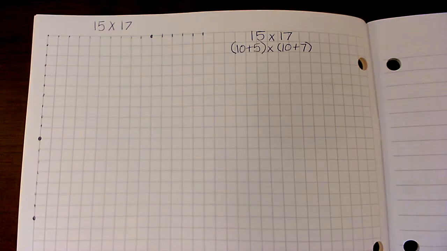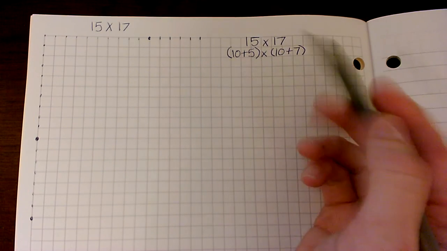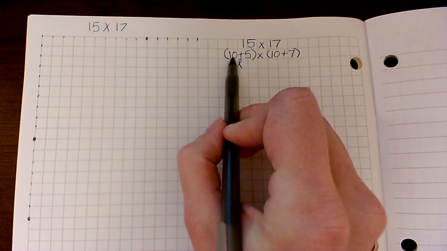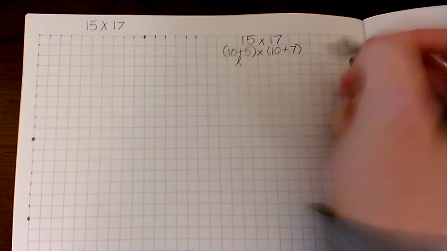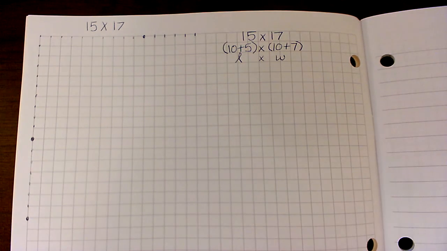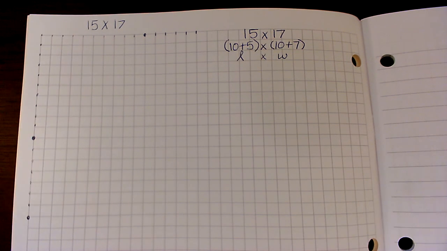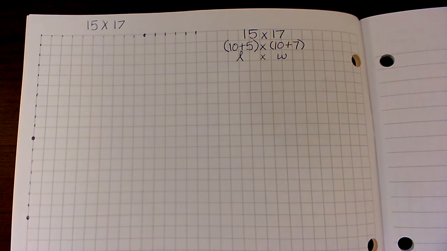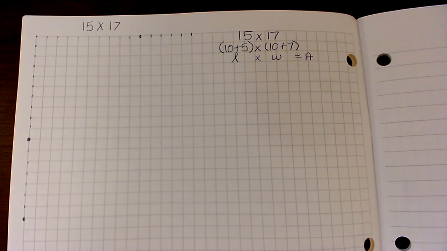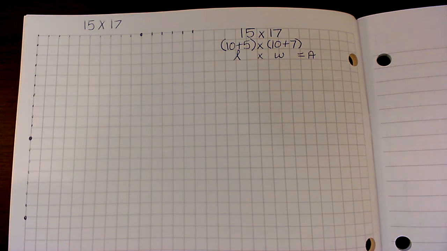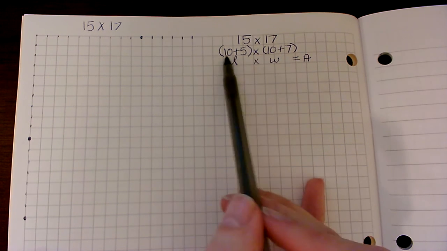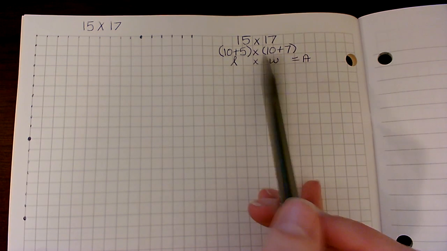So let's set up our area model now. Our area model is going to have a length of 10 plus 5, so a total length of 15, and we're going to multiply that times the width of 10 plus 7, or a total of 17. So the total rectangle that we make is going to have an area of 15 times 17, whatever that answer is, right? So that is our area model. We're building a rectangle with a side length of 15 and a side length of 17.